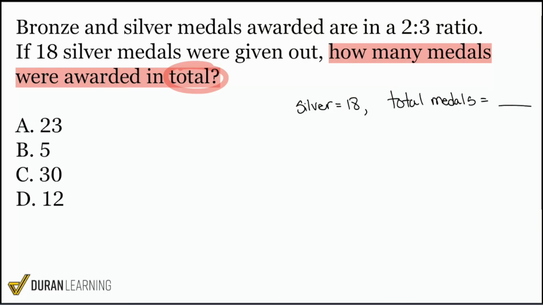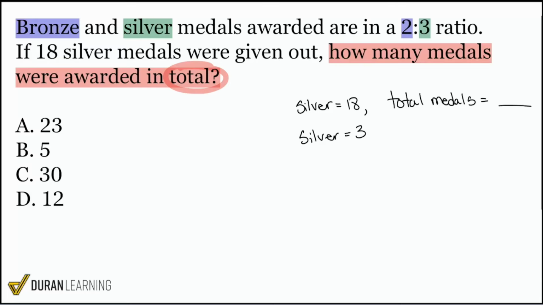I see that in my ratio, bronze was first, so that represents 2. Silver was listed second, so the 3 represents silver. So when I write down these values, I'm going to make sure that I write them consistently. Silver equals 3 in terms of the ratio, in terms of the comparison.